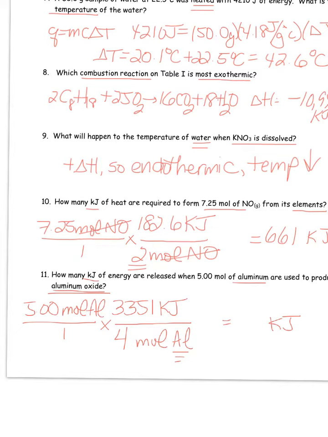I'm ready to do the math. 5 times 3,351 divided by 4. I'm going to get 4,190 kilojoules.